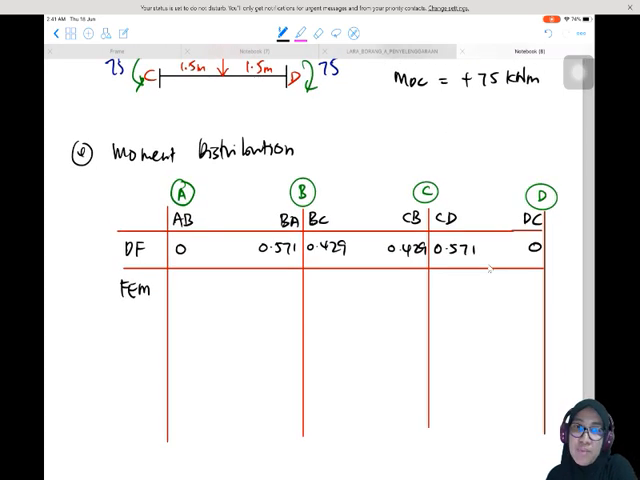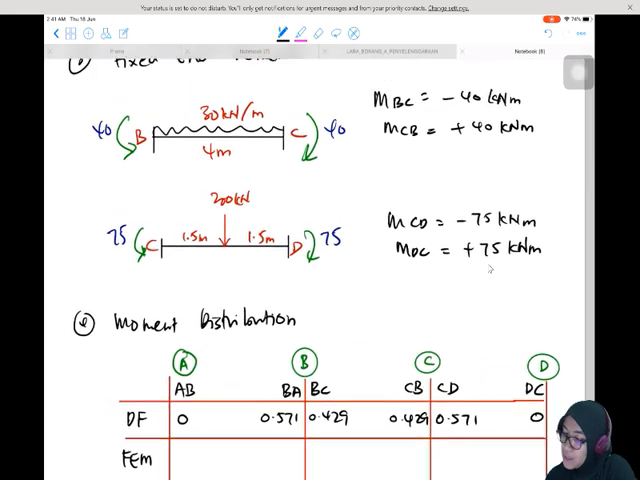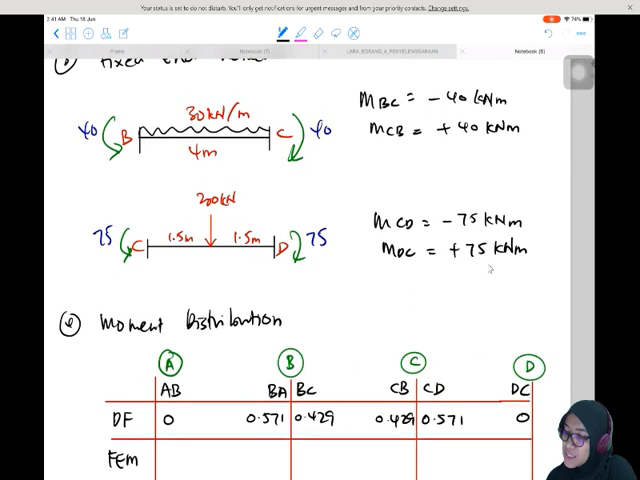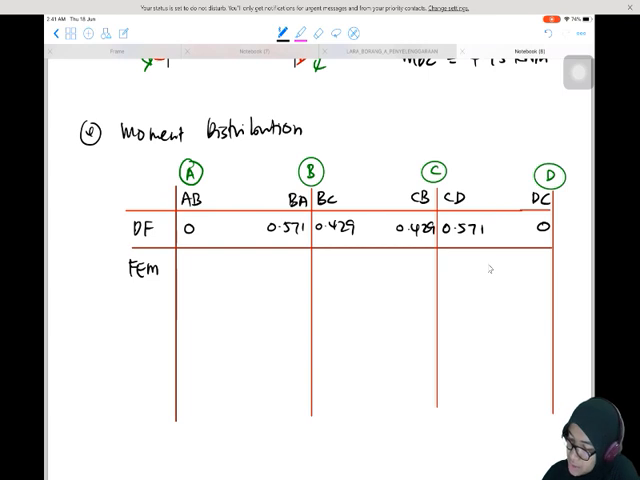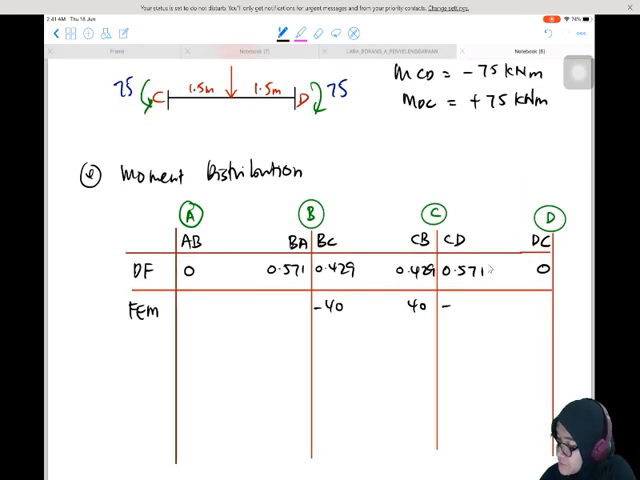So there is no fixed end moment for AB. So fixed end moment for BC is negative 40 and 40. And for CD, it is negative 75 and 75.